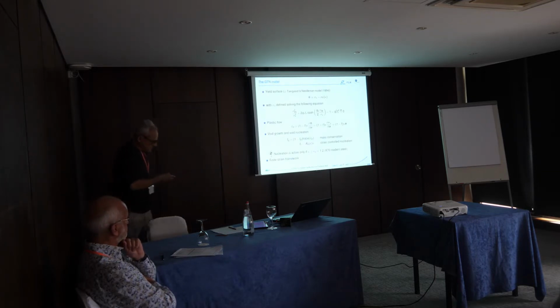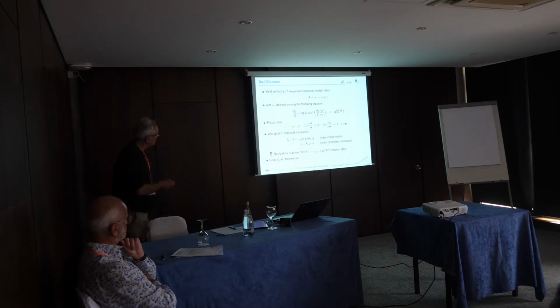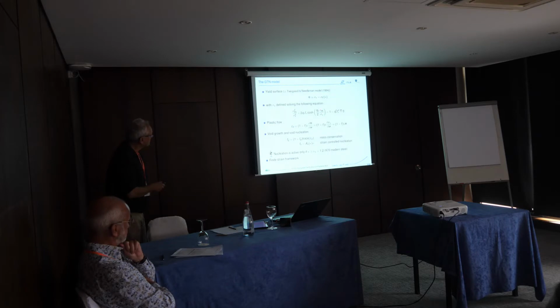So the GTN model is briefly presented here. We have a yield surface, which I can define like that, where sigma_f is the flow stress, and sigma star is an effective stress, which is defined by solving this equation where you have the von Mises stress, the trace of the stress tensor, q1, q2, f star and model parameters. Based on that, we have the plastic flow, which is given by the normality rule.